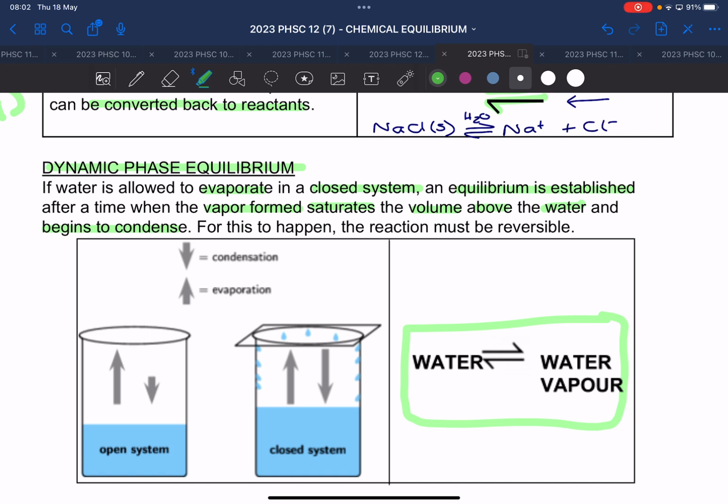Now, if we imagine the vapor there at the top, I want you to draw in a few of your own water droplets at the top of the water in the closed system. Water droplets, little circles. Yes.